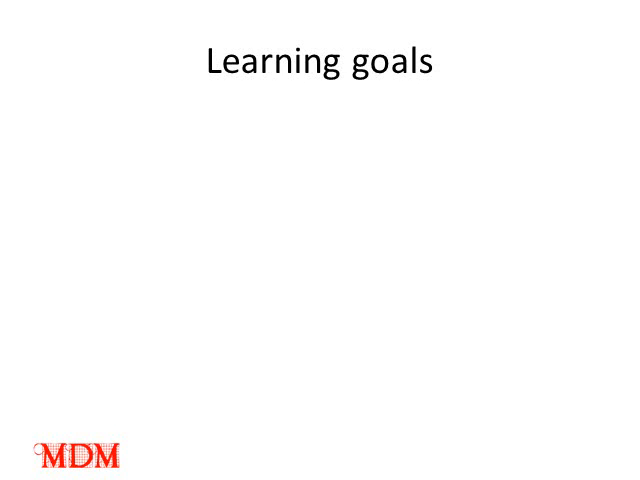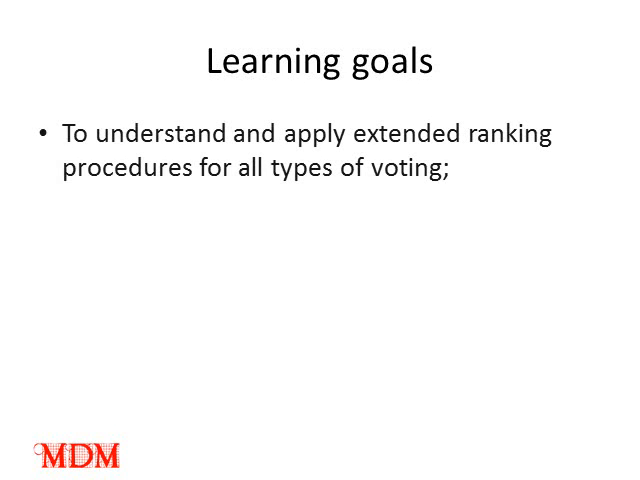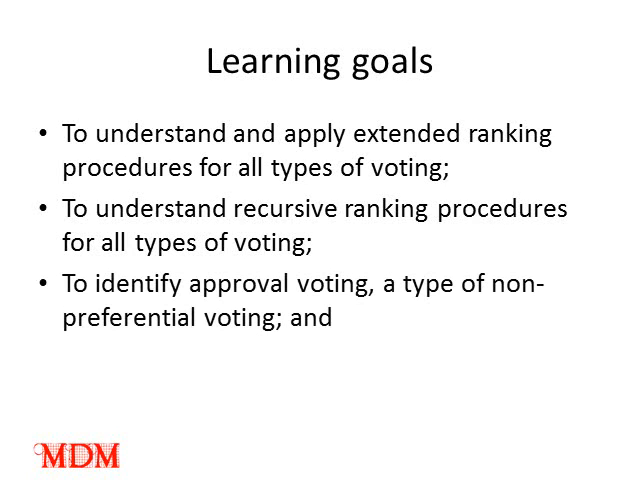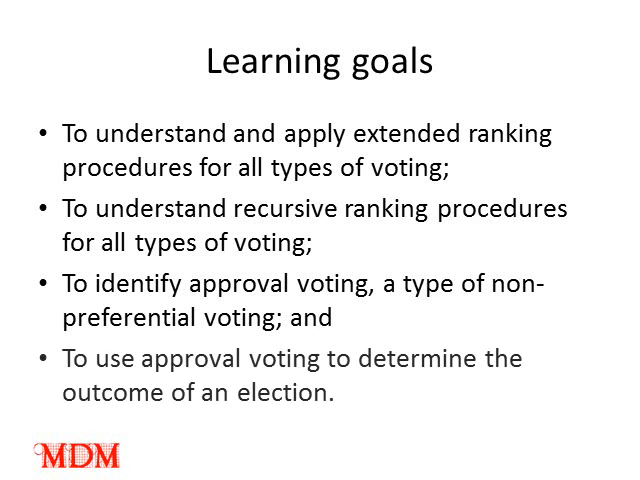The learning goals for Lesson 10 are for you to understand and apply extended ranking procedures for all types of voting, to understand recursive ranking procedures for all types of voting, to identify approval voting, which is a type of non-preferential voting, and to use approval voting to determine the outcome of an election.